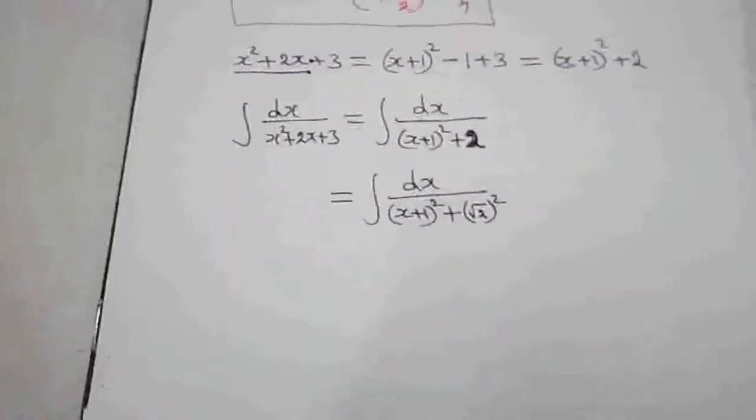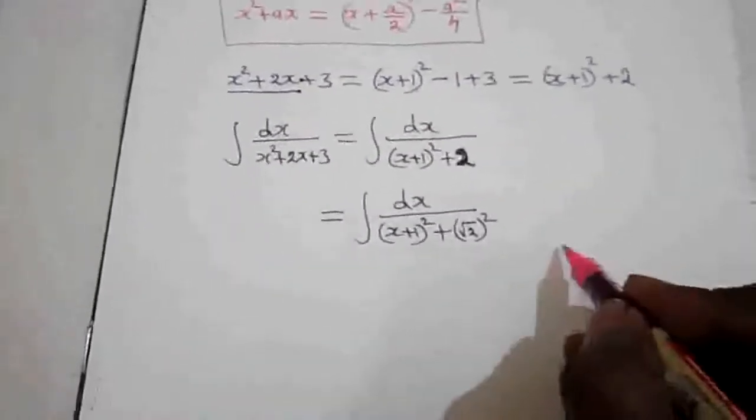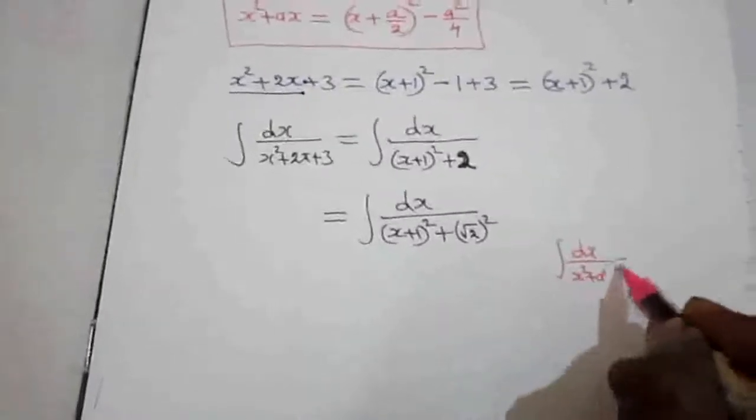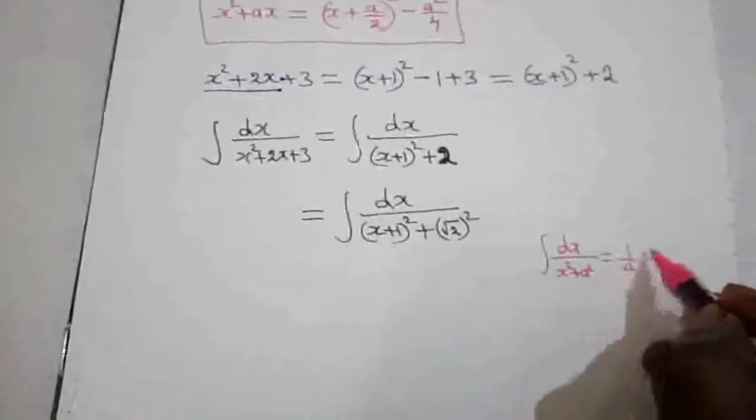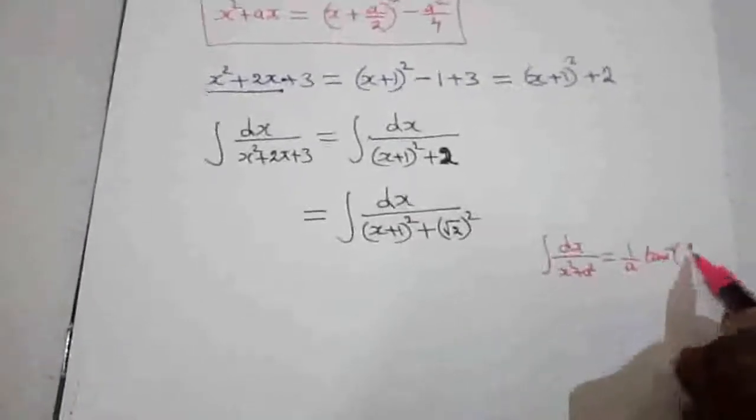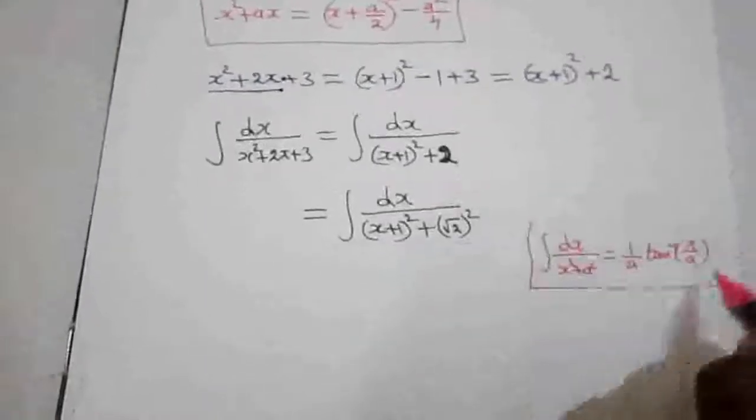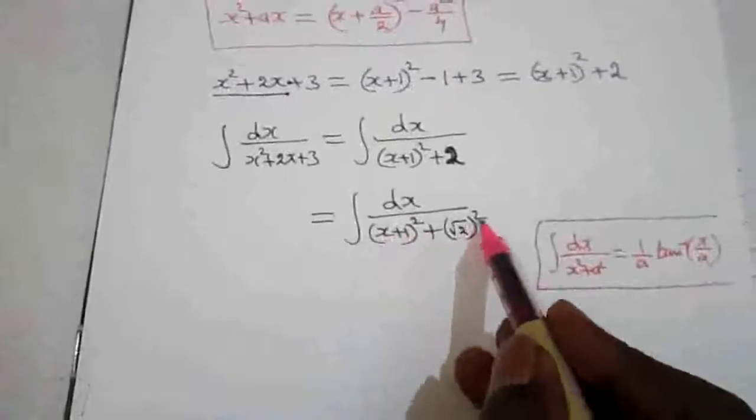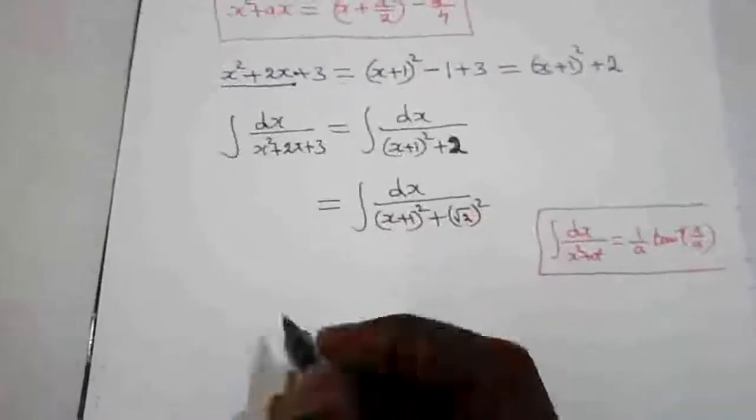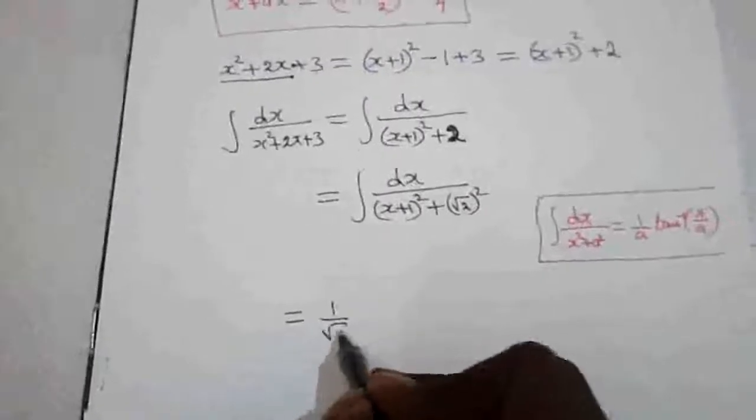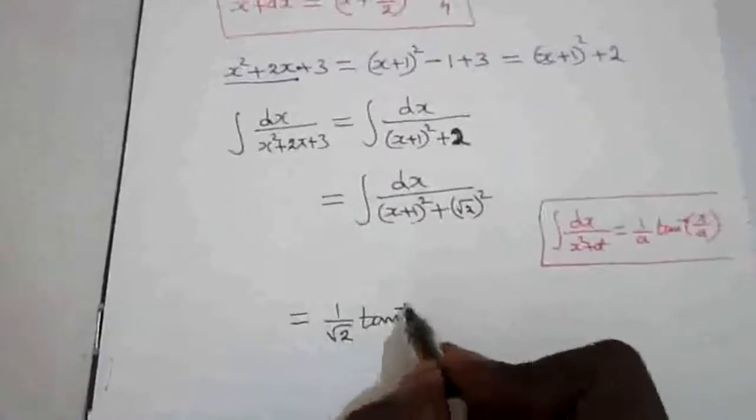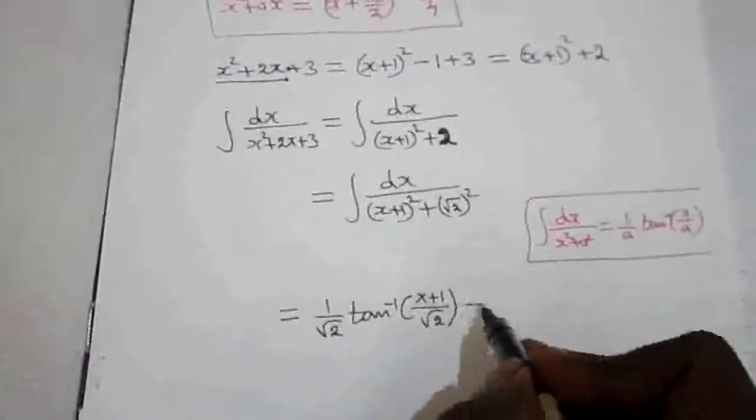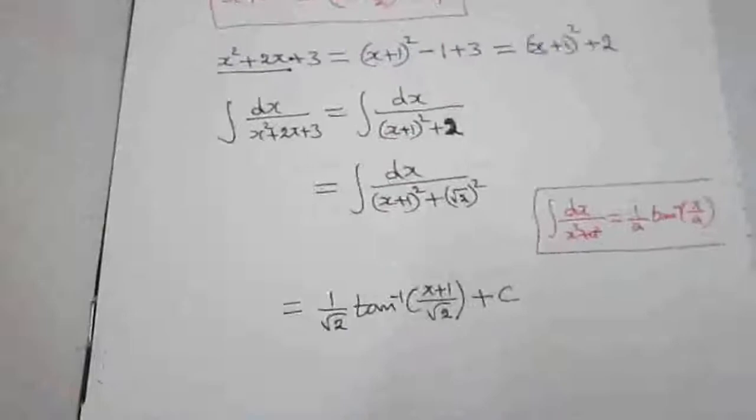Now what is the integral formula? Integral dx by x square plus a square is 1 by a tan inverse of x by a. So this is the formula. By using this formula, here this is x square plus a square, so apply this formula: 1 by a tan inverse of x by a, plus integral constant. This is the answer of the problem.